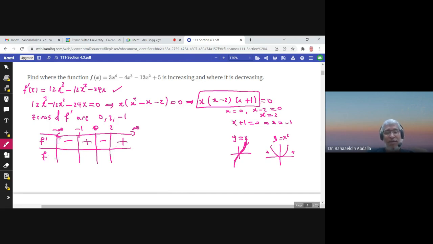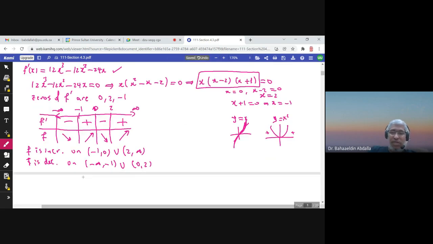So here f would be decreasing, here f is increasing, here f is decreasing, and here f is increasing. What is the question? Find where the function is increasing or decreasing. So I can say that f is increasing on the intervals from -1 to 0, union from 2 to infinity. And f is decreasing on the intervals from negative infinity to -1, union from 0 to 2. So that's the answer.